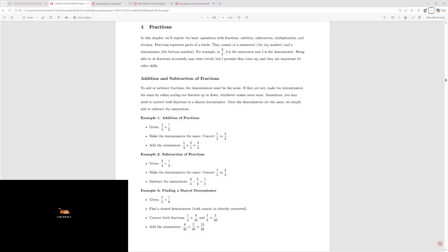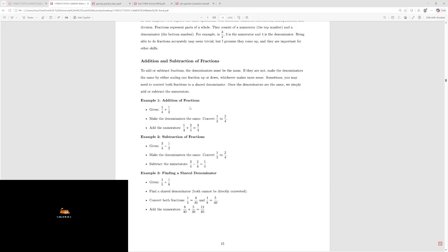What does it mean by scaling a fraction up or down? So to add, make the denominator the same. It shows you in the example below. One quarter plus one half. You want to make the denominators the same. One quarter stays the same, but since 2 is the smaller number, you want to make it 4. So you times 2 the entire thing, so it will be 2 on 4. Now you have the same denominators and then you just simply add them.